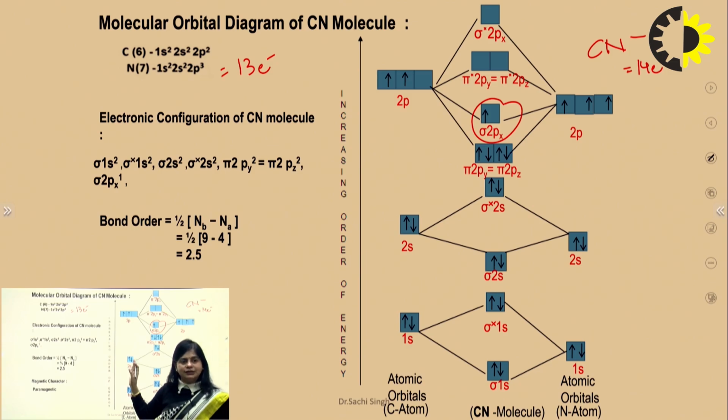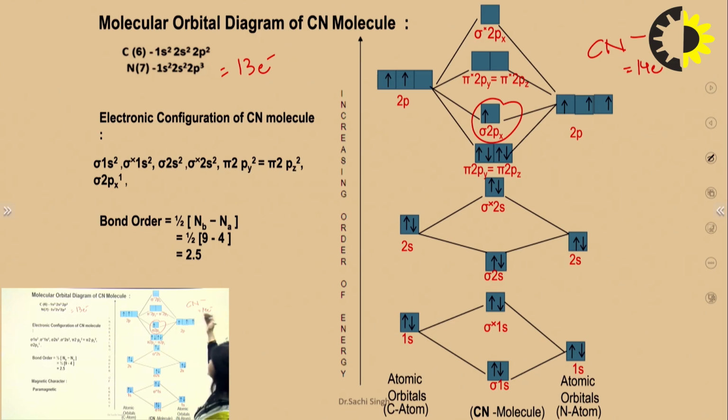Okay, that means the configuration is the same, because when we talk about ions, we consider the configuration of the parent molecule, not of the ions, because ions are formed from the parent molecule. So if, suppose, CN double minus, the number of electrons is 15, but we don't change the configuration. The configuration is the same as for CN, because CN minus and CN double minus are formed from the parent molecule, CN, which has 13 electrons.